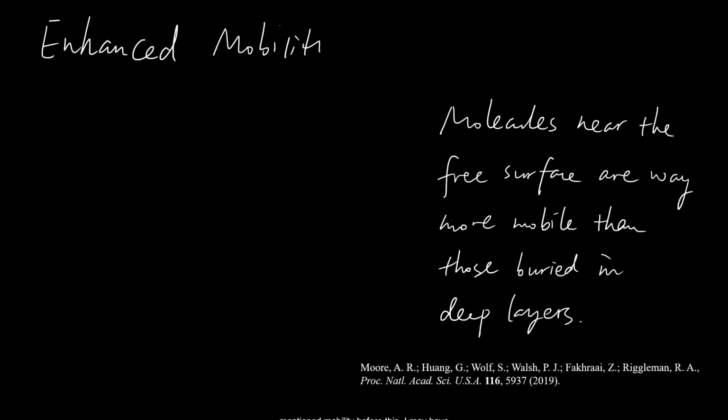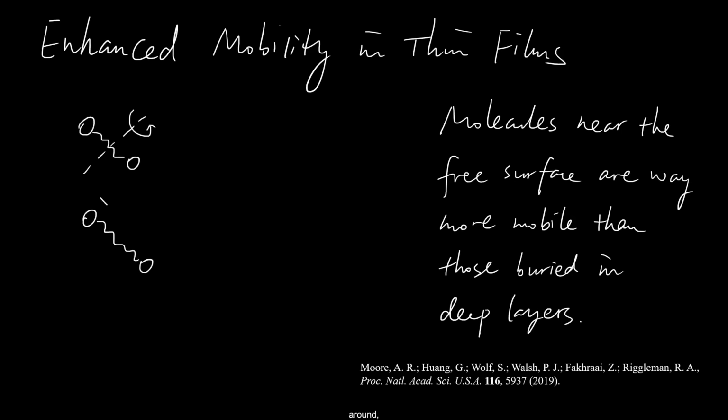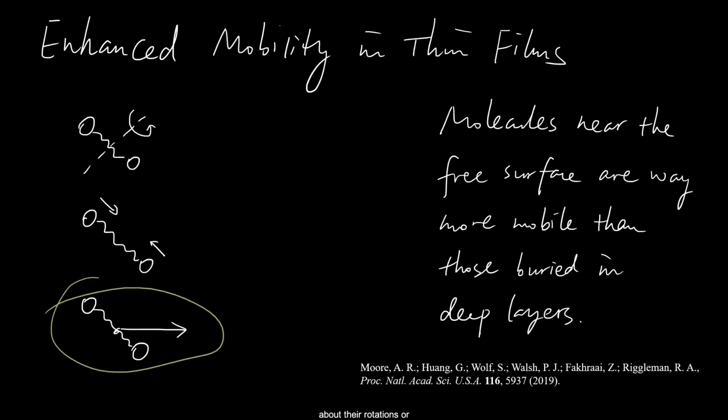Well, actually, when I mentioned mobility before this, I may have overemphasized the mobility of surface molecules. The truth is, all molecules in the glass move around, and we're not just talking about their rotations or vibrations, we are in fact talking about their translations within the film. Their moving around is exactly why liquid quenched glasses can have physical aging to become more densely packed structures.